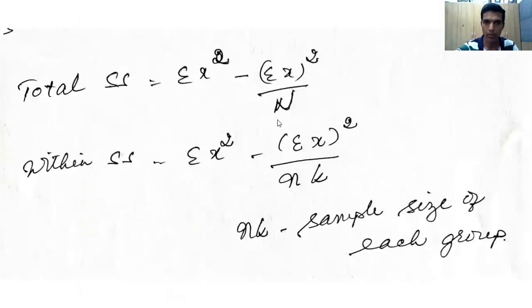So before going ahead, we have some more things to do. That is, we need to find out the total sum of squares, within sum of squares, and between sum of squares. Now, what is the formula for total sum of squares? Sigma x square minus sigma x whole square divided by n. And for within sum of squares, the formula is sigma x square minus sigma x whole square divided by nk. Now, what is nk? nk is the sample size of each group. That is, if there are 5 people in a group, that is 5. Second group 5, third group 5. So that is the value of nk.